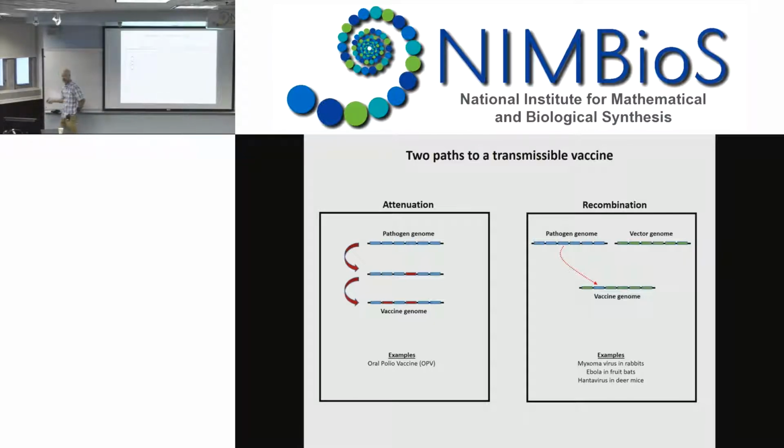The other more modern way in which transmissible vaccines are being developed on purpose is through recombination. The idea here is you take some vector, some transmissible but innocuous organism that already occurs, for instance, within the host population. And you take a gene from the pathogen genome, something that has known antigenic activity in the host. You insert that into the vector genome, and that is your transmissible vaccine. This is how the myxoma virus vaccine in the rabbits was developed, and it is how current efforts are proceeding to develop the vaccine against Ebola in fruit bats and hantavirus in deer mice.